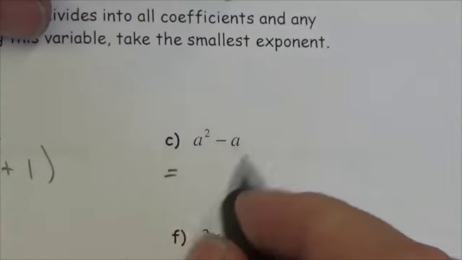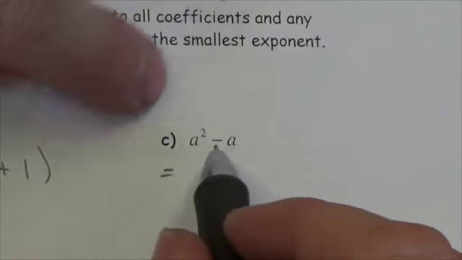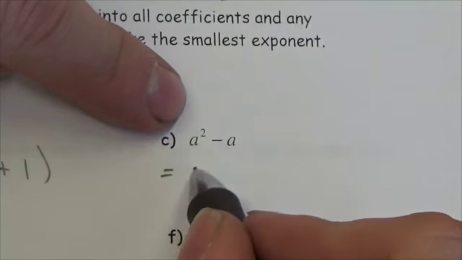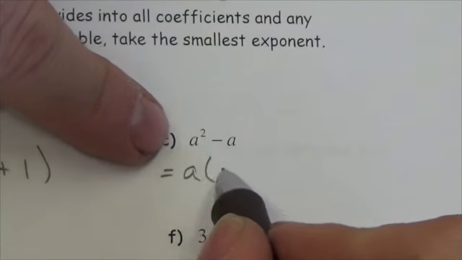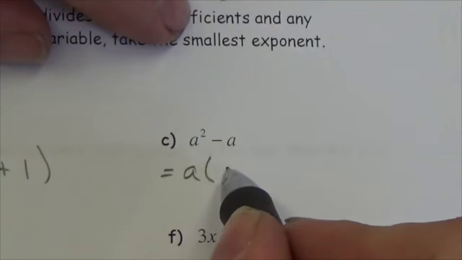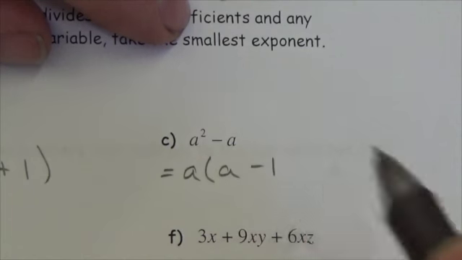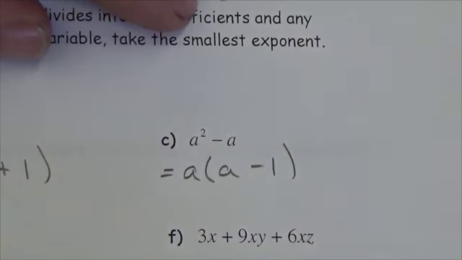Over here, well, I can see there's an a in both terms. There's 2 of them as a factor here, just 1 there, so I'm going to take just 1 out. And then a squared divided by a is a, and a divided by a is going to be 1, and negative 1, because I'm going to take that sign there.